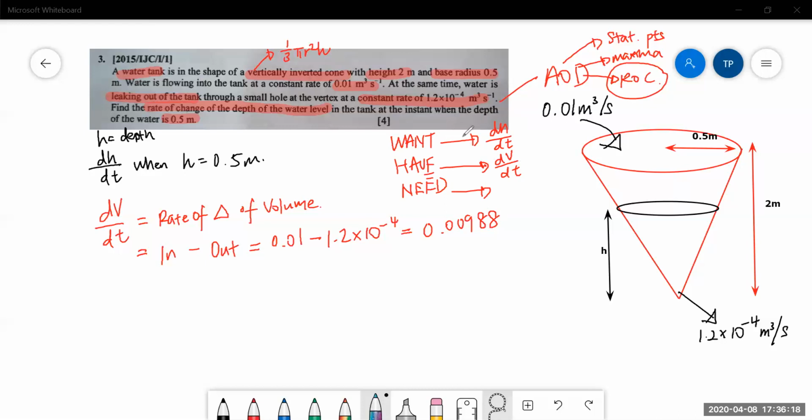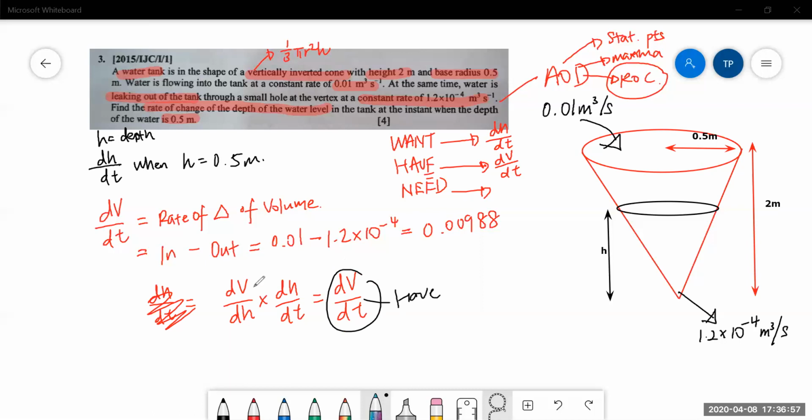dV/dh, dh/dV, dV/dh. You have to formulate the equation first. So let's say what we want is dh/dt. So maybe what we need is dV/dh times dh/dt. It will give us dV/dt. So after you formulate the equation, this is what we have, this is what we want, and this is what we need to get to what we want. So it's very obvious really. What's the next thing to find?